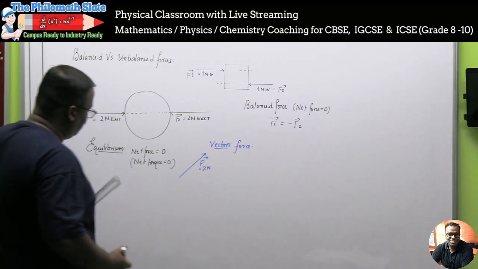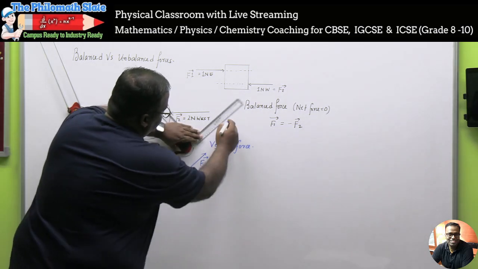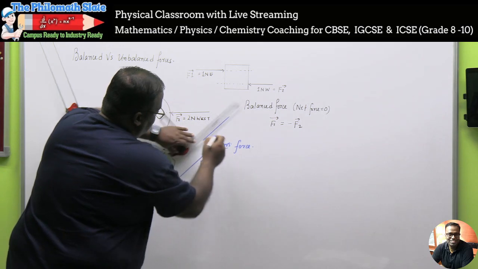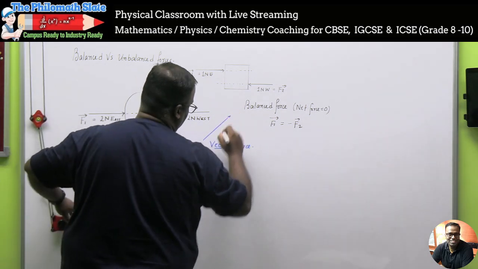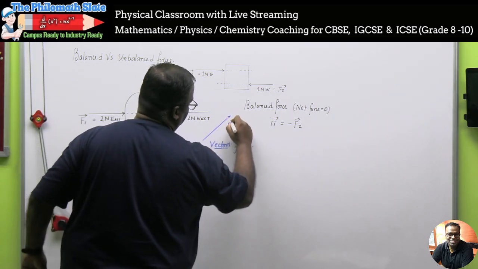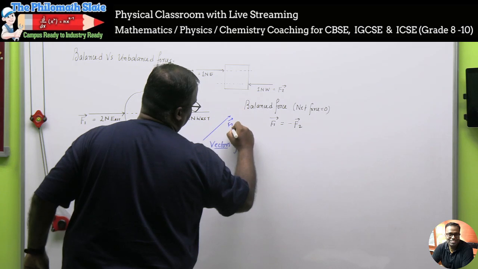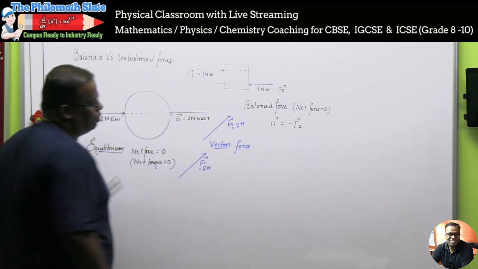I make another vector which is like this, and I call this F1. I call this F2, and I say that the magnitude of this is also 2 Newton.